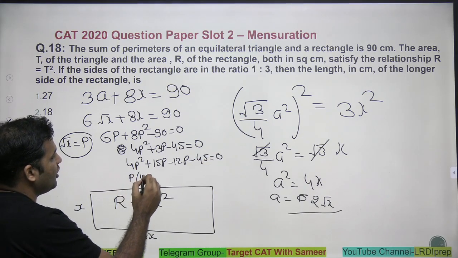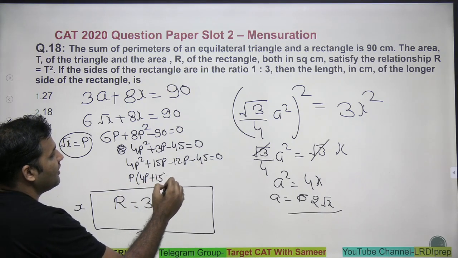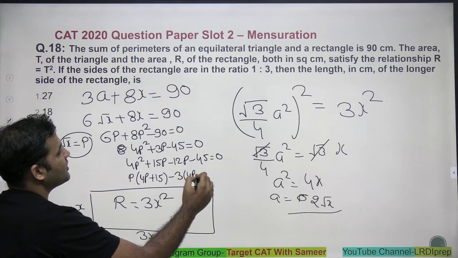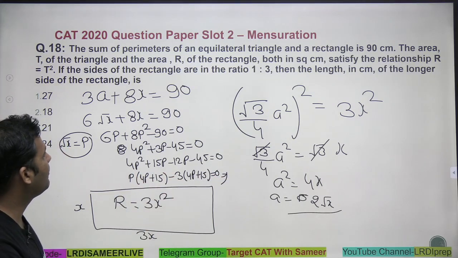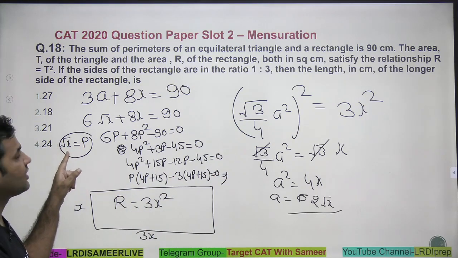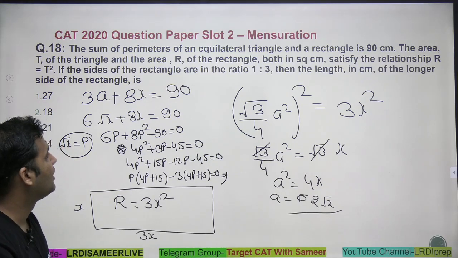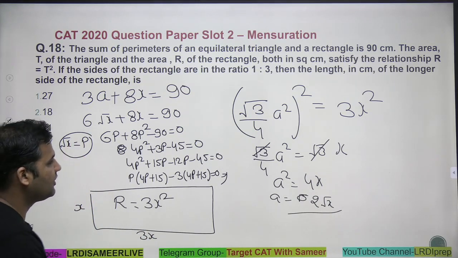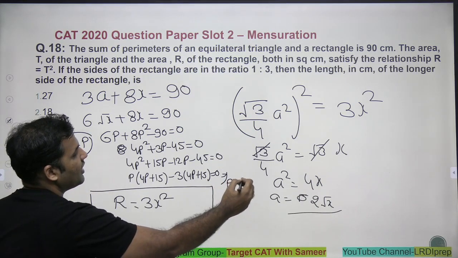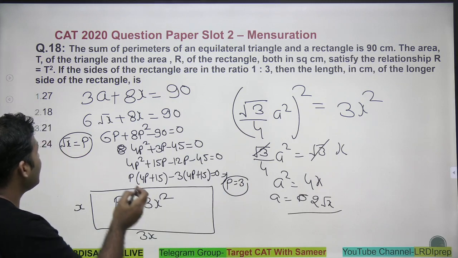P will be taken as common. 4p plus 15 minus 3, 4p plus 15 is equal to 0. And p cannot be negative, right? Because that's root x. X is a positive integral value because it represents the length of rectangle. So p has to be positive. So the only value of p coming out here would be 3. And that is the value of root x.